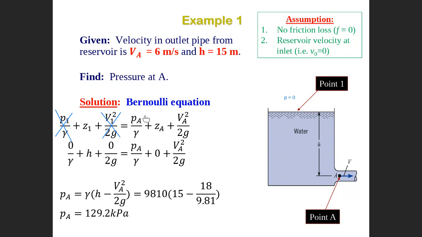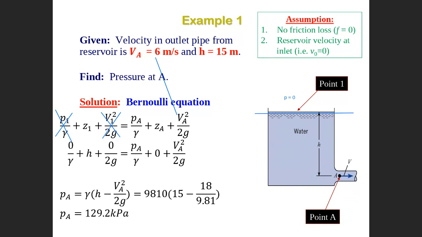PA is what we need to obtain. We know VA, the velocity at A, which is 6. PA is the one we need to find. Then Z1 and Z2: Z1 is 0 if you put the reference here. If you put the axis here, this is your reference.